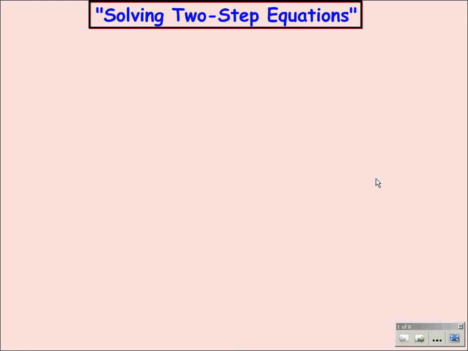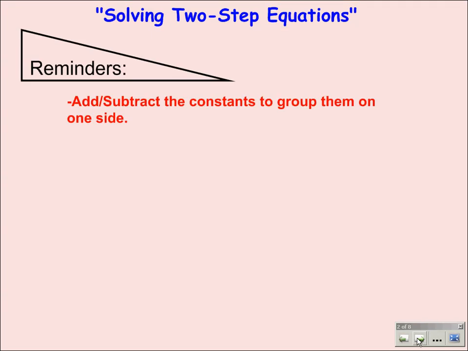This is Mr. Easter, and the topic of this lesson is solving two-step equations. Here are some reminders. When you're adding and subtracting the constants, you want to group them on one side. Your goal is to isolate the variable, and you want to use inverse operations to solve these two-step equations.